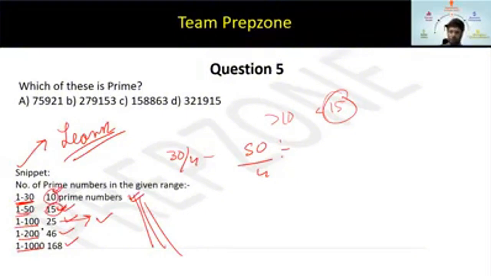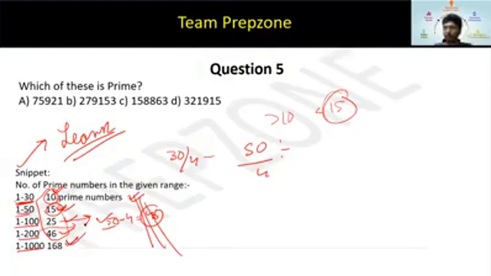When you go to 200, this rule won't work because 200 by 4 is 50. So you have to learn it something like this: 50 minus 4, which is 46. This is just a trick to learn these numbers, so that you don't forget them, and nothing else. Okay, just remember these numbers. Right? 1 to 1000, 168.